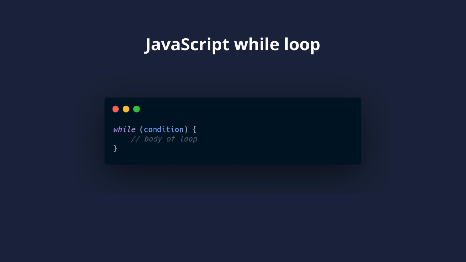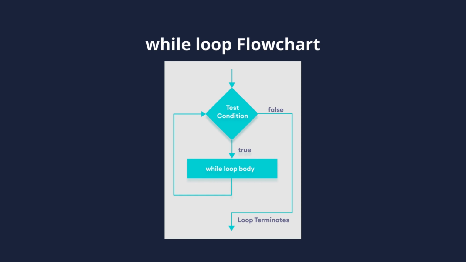So let's take a look at another type of loop, which is the while loop. The while loop syntax looks like this. It is a bit simpler since we have only got a condition inside the parentheses. If the condition is true, the code inside the while loop is executed. This process continues until the condition is false. In this case, the loop would stop processing. The flowchart of the while loop would look like this.